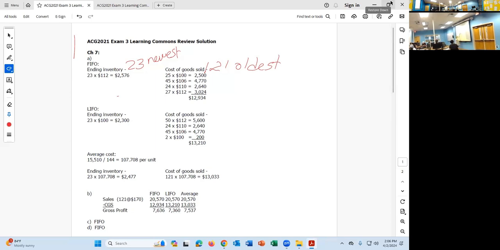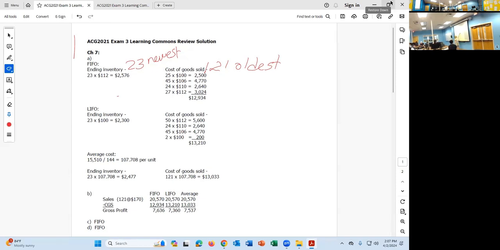Okay. The cost of goods sold is what goes out. So if we think about the cost of goods sold, we sold 121 items. If the first in is the first out, that means we assume we sold the oldest items. That means the newest stuff is what remains in ending inventory. Now, we can calculate either one and back into the other one, but we're just going to go with this one because cost of goods sold is the 121 oldest items.